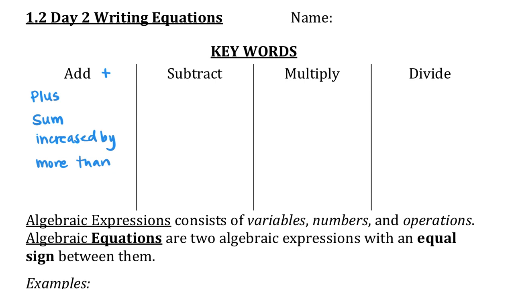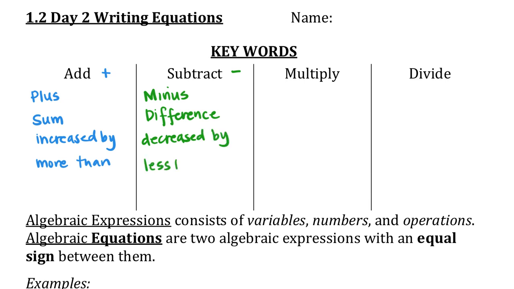Okay, if we're subtracting, it's going to have a minus sign in it. So, of course, the word minus. What else? Difference is the fancy word for subtracting two things. Instead of increased, we can be decreased. And we might subtract if something is less than something else.